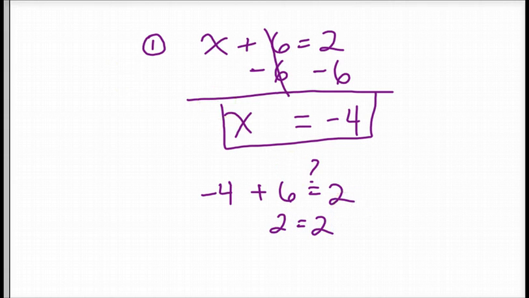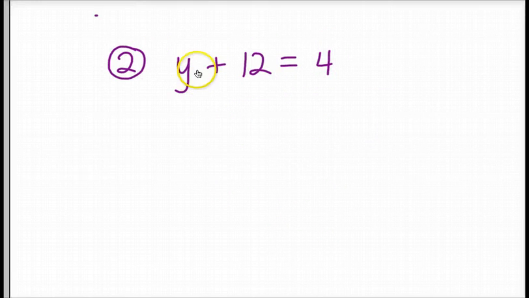All right, let's try another example. Y plus 12 equals 4. Again, when I'm writing things down like this, you should also be writing them down. Our first step for this is we're going to subtract 12 from both sides.